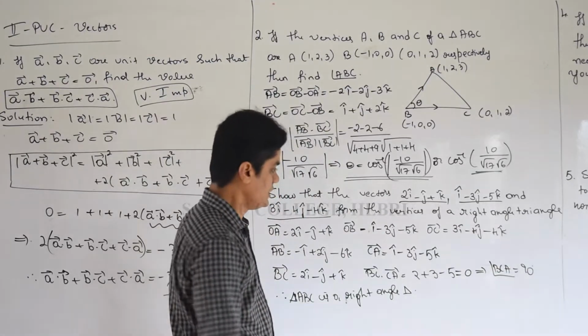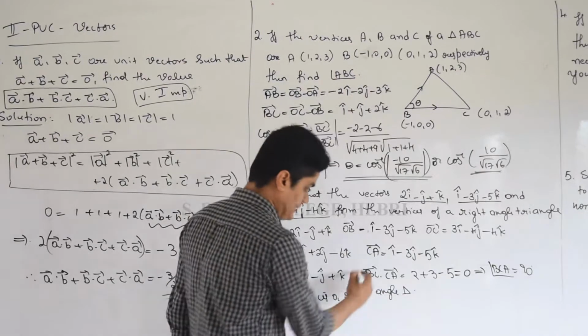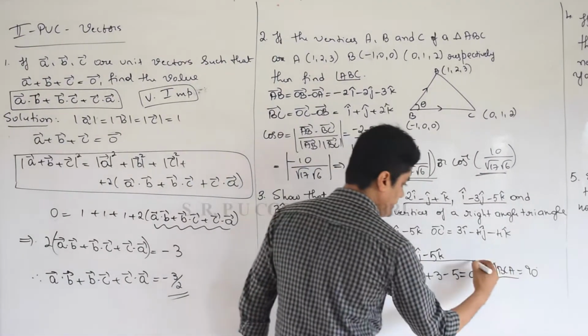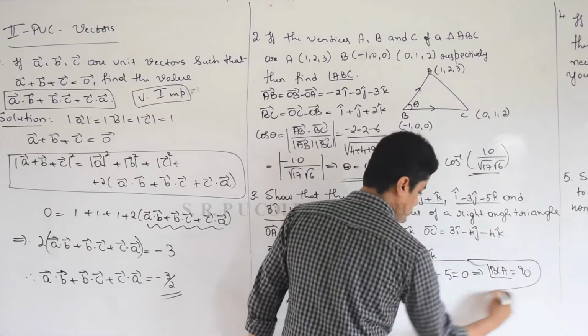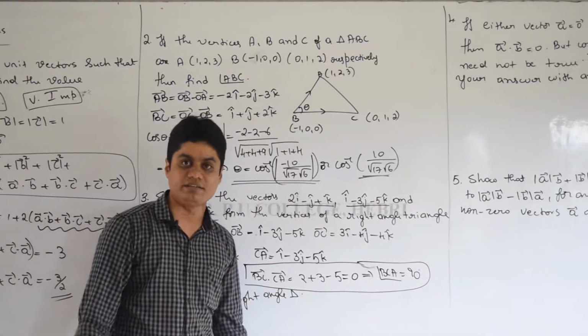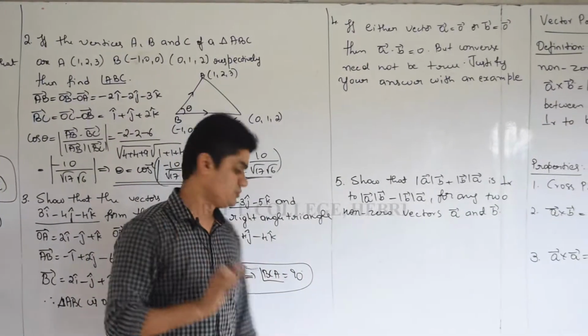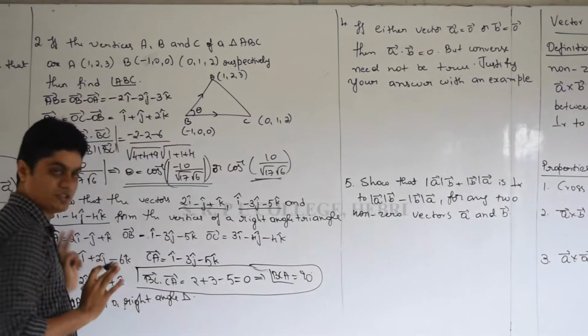Did you understand what I said? So after this you can continue with the magnitude and Pythagoras theorem, or you can solve like this also. Remember that, okay? You identify the two vectors whose dot product is 0. If the dot product is 0, you know they are perpendicular. Perpendicular is nothing but 90 degrees. If one of the angles is 90 degrees, definitely the triangle is a right angle triangle. So I hope you understood even this problem.